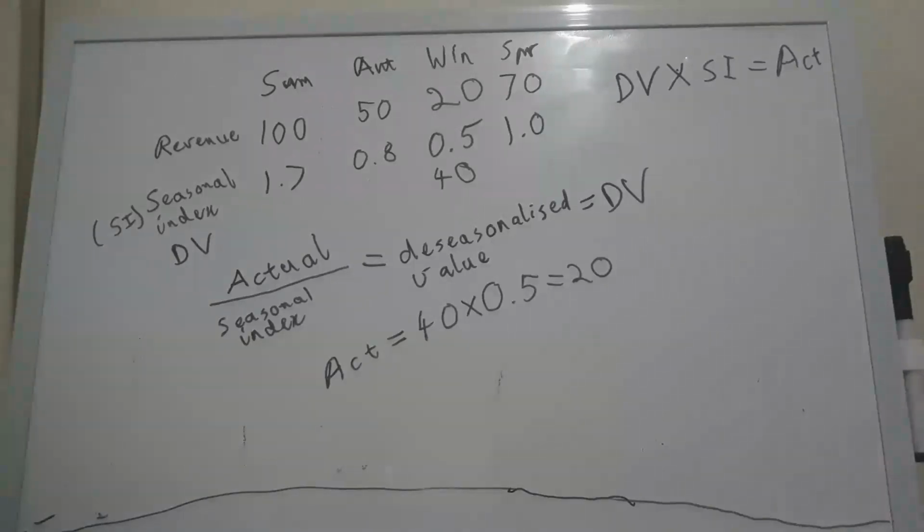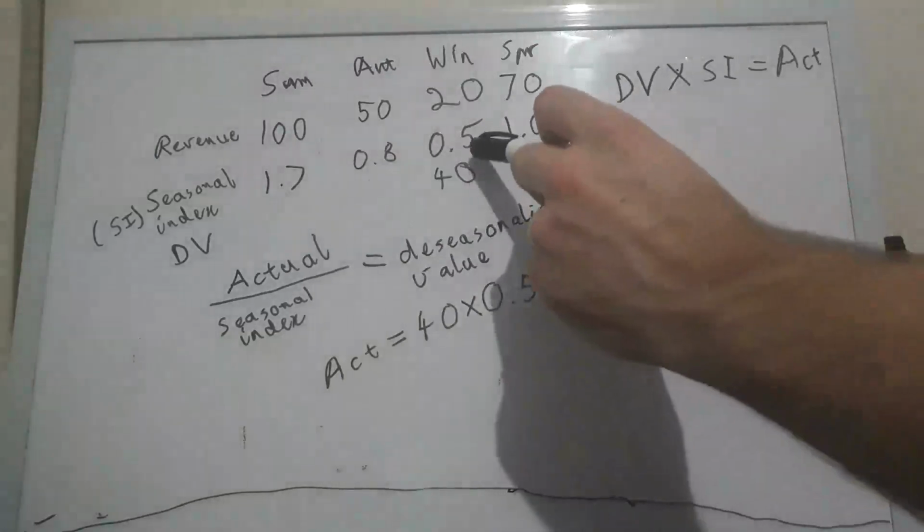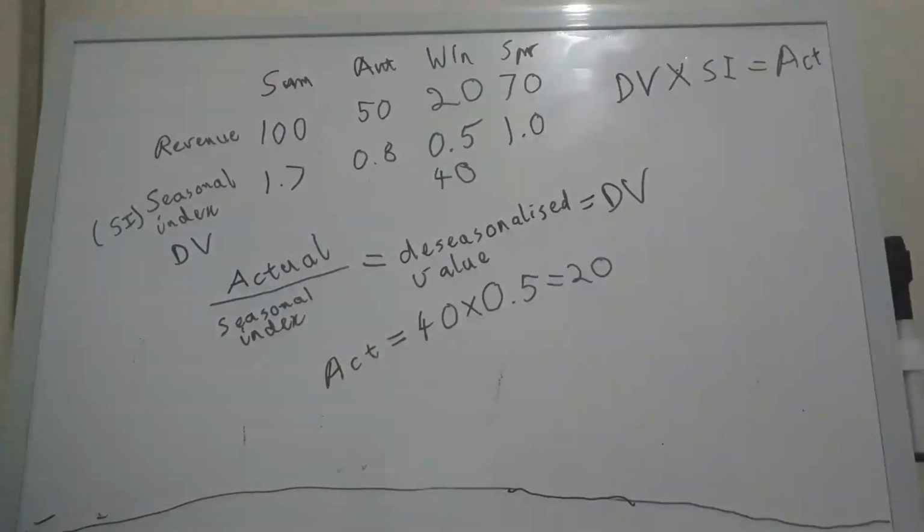As I mentioned earlier, if your seasonal index is above 1, it means that this is the season where you expect to do well. If your seasonal index is below 1, it suggests that you would expect to not make as much at that particular time.